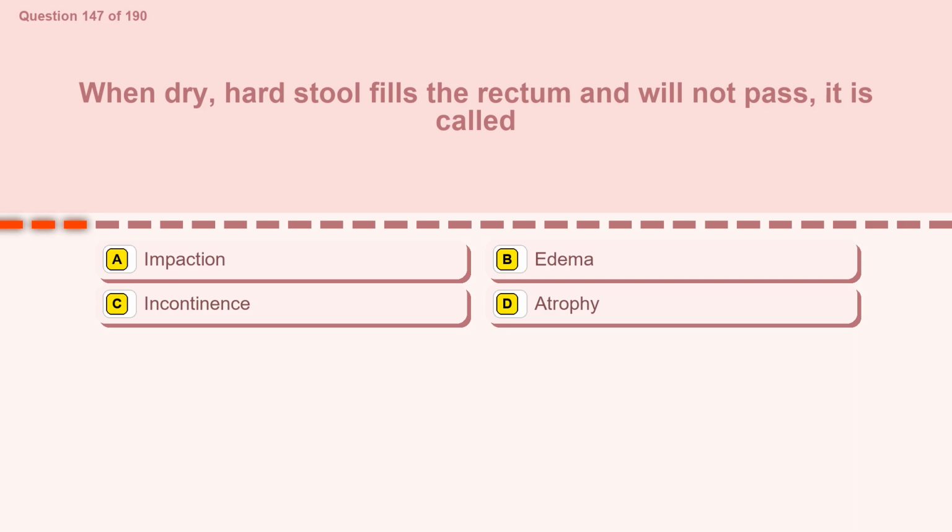Question 147. When dry, hard stool fills the rectum and will not pass, it is called: Option A. Impaction. Option B. Edema. Option C. Incontinence. Option D. Atrophy.